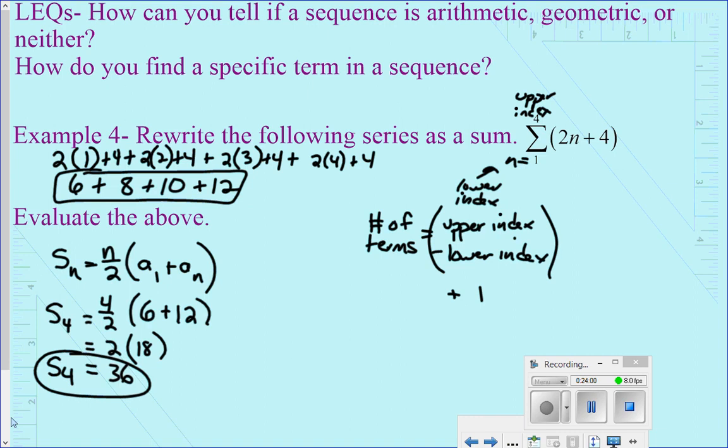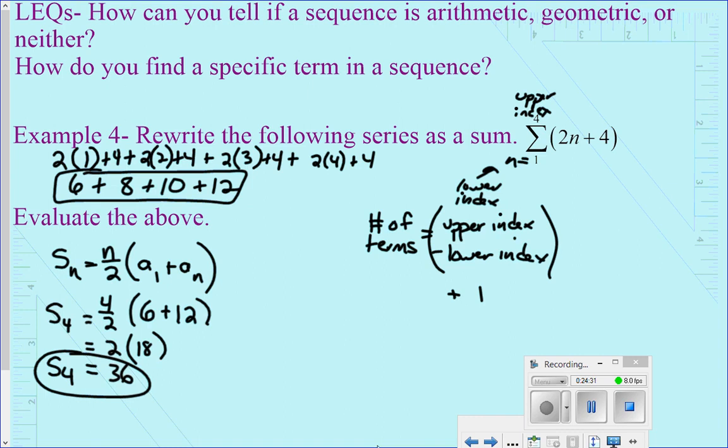Now, one other thing you need to point out here, remember, this is what I told you to do to find out how many terms there are, and that'll always work. So upper index minus lower index plus 1, that's the number of terms. Now, if the lower index is 1, like it is here, then you don't even actually have to do those operations right there. You don't have to do upper minus lower plus 1, because if the lower index is 1, the upper index will be the number of terms. However, I don't want you to get that wrong.